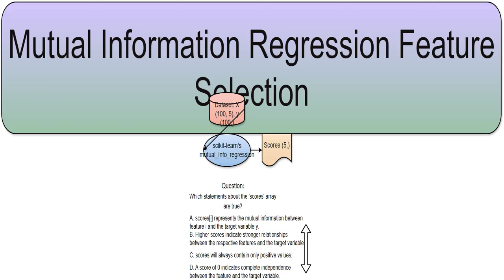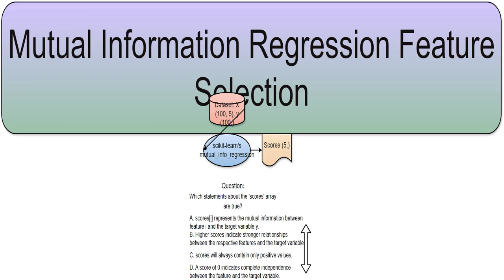This is the overall method we're using, a fancy way of figuring out which features in our data are most important for predicting our target variable. We use a technique called mutual information regression to accomplish this.